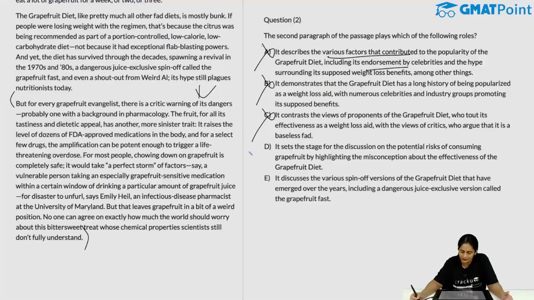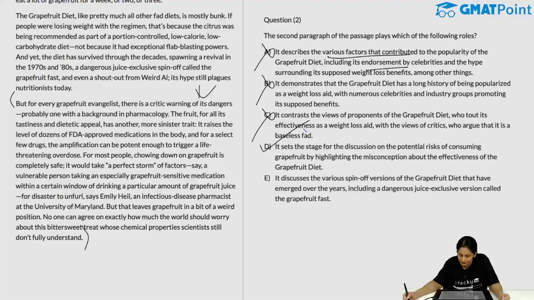It sets the stage for the discussion on the potential risk of consuming grapefruit by highlighting the misconception about the effectiveness of the grapefruit diet. This is exactly the reason why it was given. Because of it, you understand why the grapefruit diet is especially a cause for concern. Because there is this grave concern about overdosing on certain medications after eating grapefruit. And if the grapefruit diet happens, the risk that that perfect storm will occur increases as such. So this is the reason why that second paragraph was put. So this actually captures the role of the second paragraph. Now let's take a look at the last option as well.